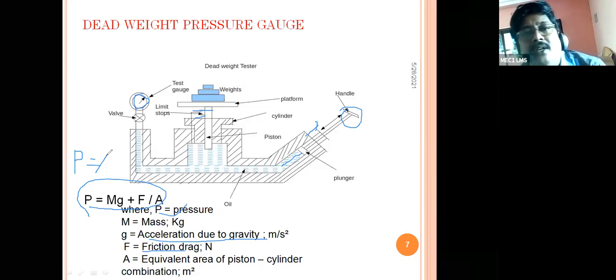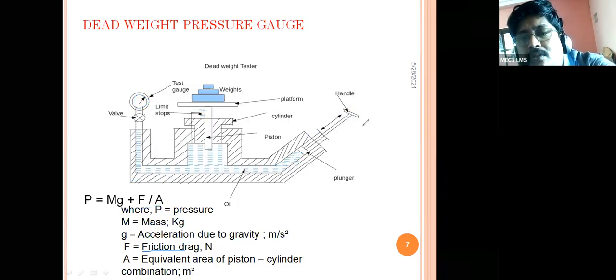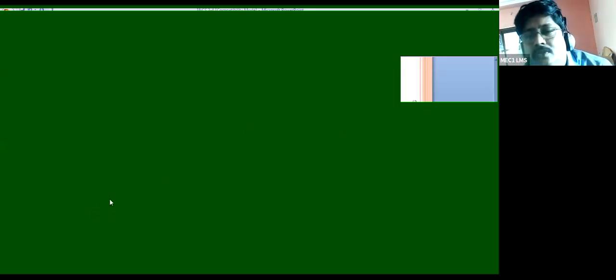Dead weight pressure gauge, right? Dead weight pressure gauge. Now you got it. Got it. Dead weight pressure.